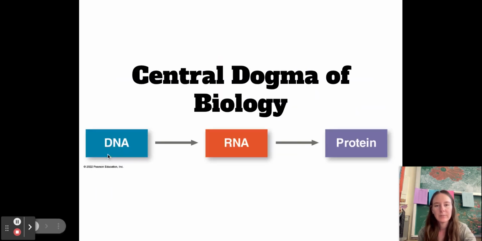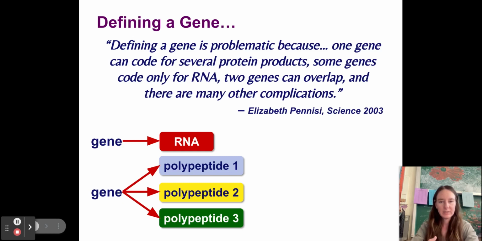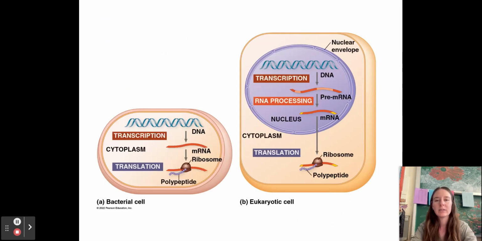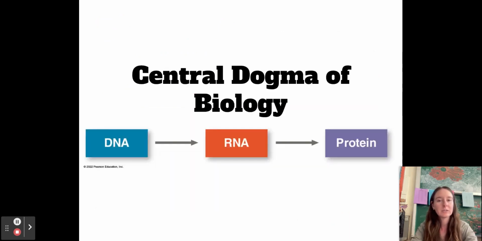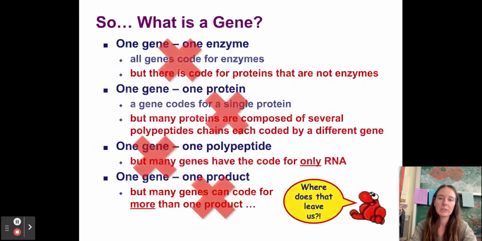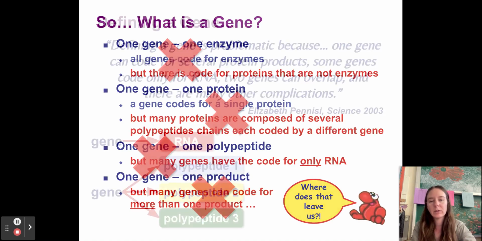So what is a gene? Well, we are going to simplify it today because there are so many different words that we can use, and we're just going to say that DNA is the instructions for building proteins, but as you can see here, it's a little bit more complex than just one gene to one protein. Genes can also build enzymes, genes can build polypeptides that will form into a protein. One gene can form many different products. So keep that in mind as we go through our lesson.